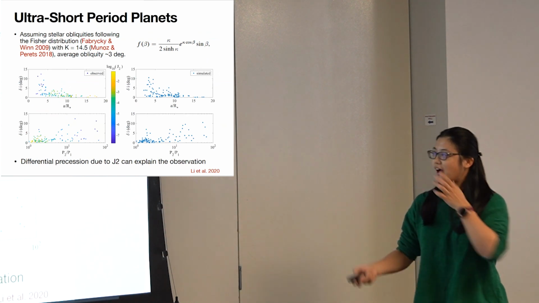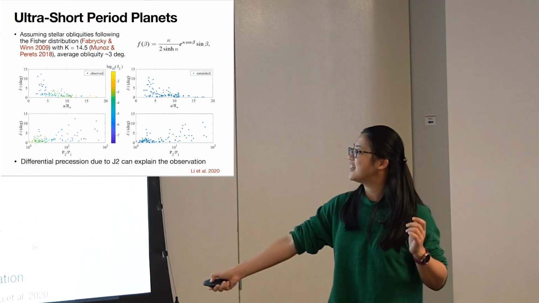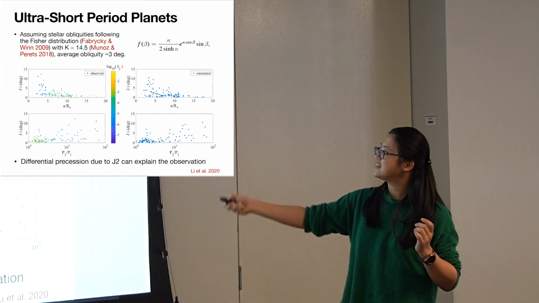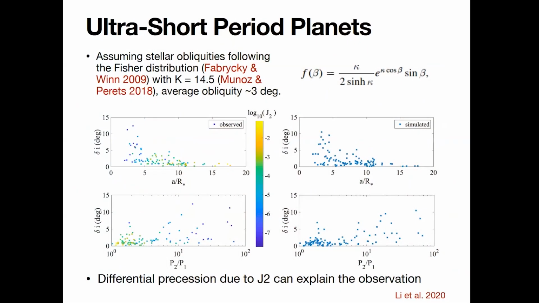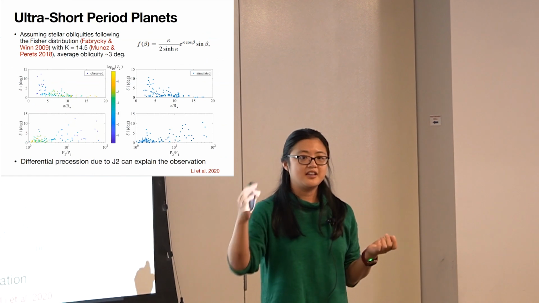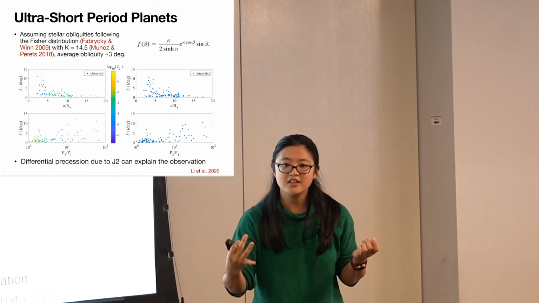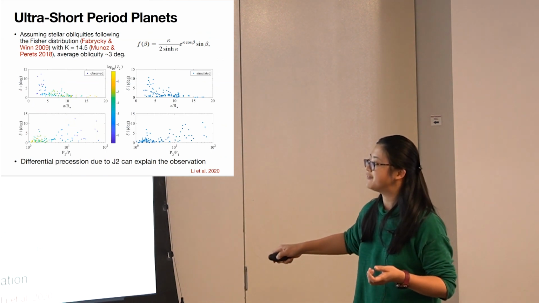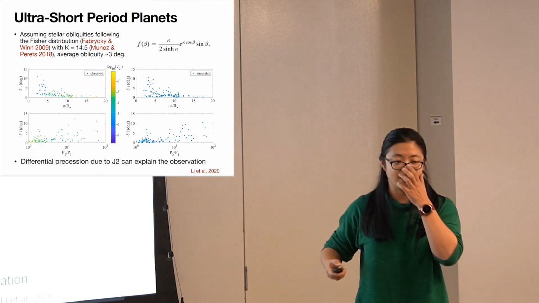So here is our Monte Carlo simulation result. The left is the observed systems, and the red is the simulated systems, assuming the stellar spin misalignment follows the observation with only a very small 3-degree average obliquity. So this small spin misalignment of the star can enhance the differential precession and allow the planets at larger spacings to develop this large mutual inclination.